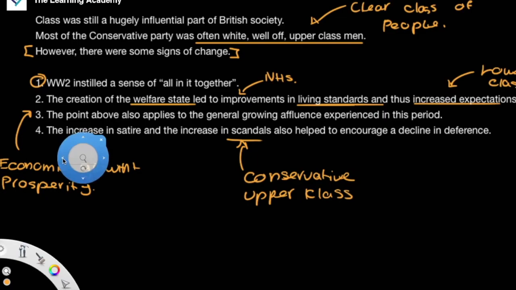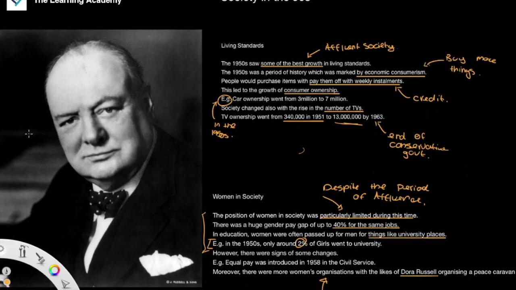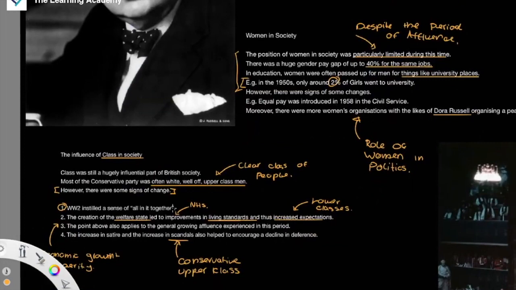So as we can see, society still had a number of issues. Living standards undoubtedly increased, with economic prosperity leading to consumerism and consumer ownership, and that led to an increase generally in living standards across the board. However, there were still areas where society was relatively stagnant. So when it comes to women, and we're talking about class in society, women were still seen as a lower class in terms of their position in society, with huge gender pay gaps, and the impression that they are not going to pursue a career in education and go to university, etc.